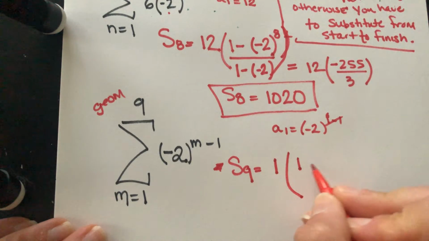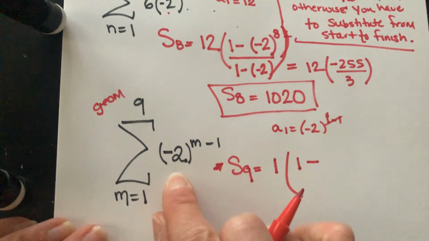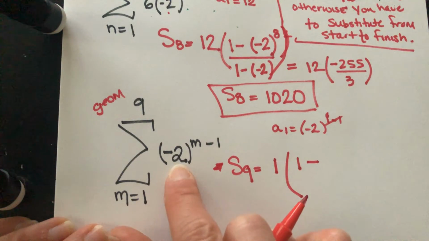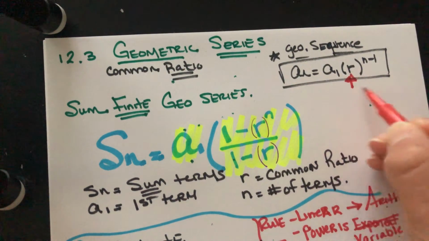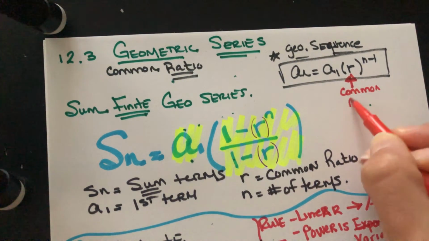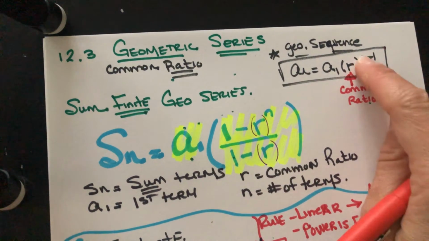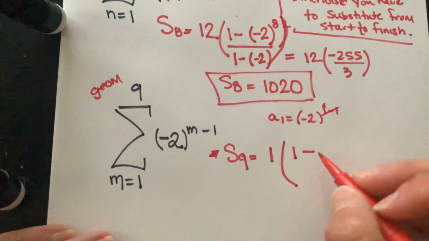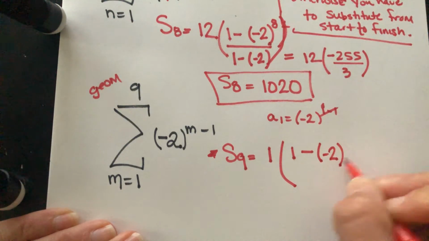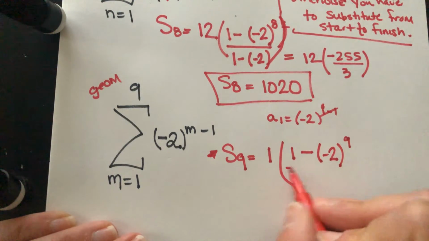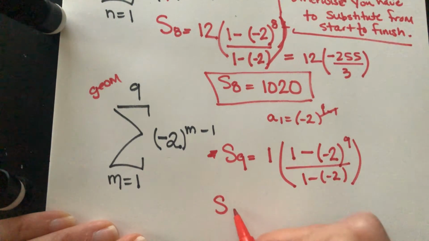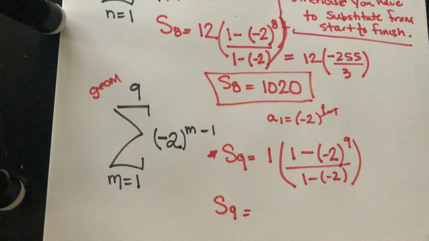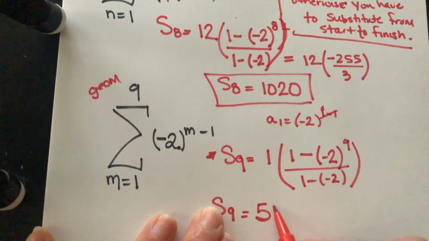Parentheses, 1 minus common ratio. Common ratio is whatever the r is. You should recall that. If you remember, this is what's happening here, the rule. The r is the common ratio, and it's whatever the exponent is. So you have negative 2, raise it to the 9th, you have 9 terms, over 1 minus negative 2, and close. So what is the sum of 9 terms? And you guys get 511.